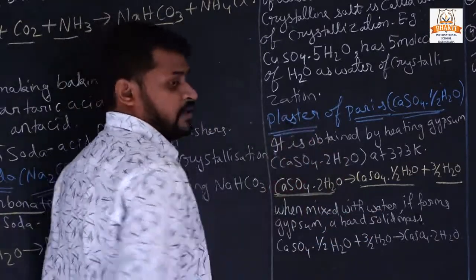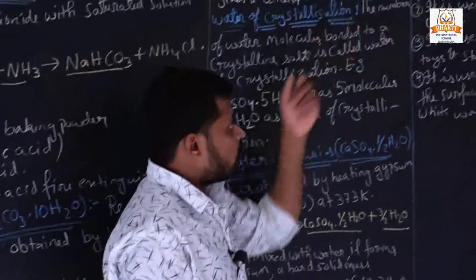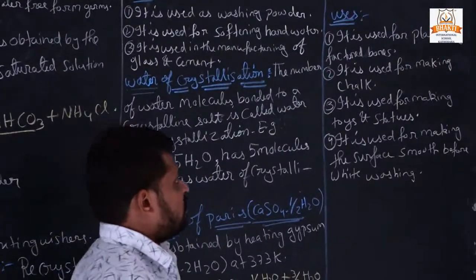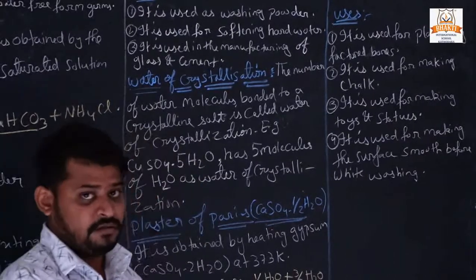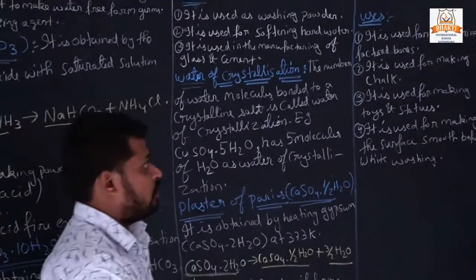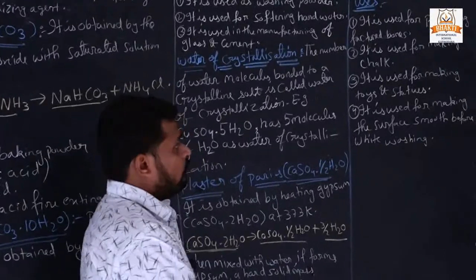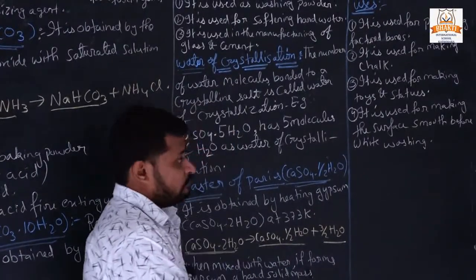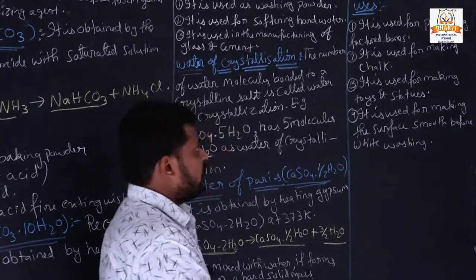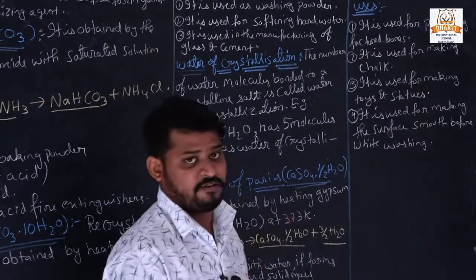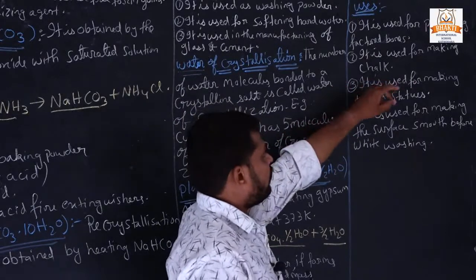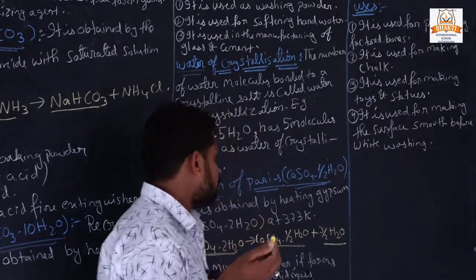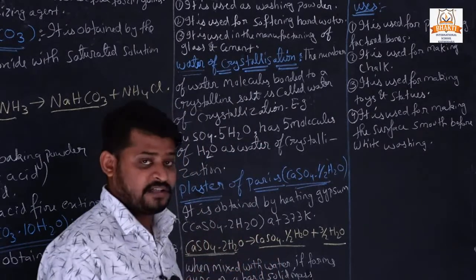What is the use of plaster of Paris? It is used for plastering fractured bones. When someone has broken any body part, to join the fractured part for repairing, we use plaster of Paris. It is used for making chalk. For making chalk, we also use plaster of Paris.